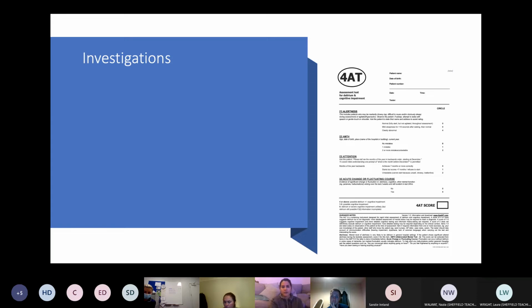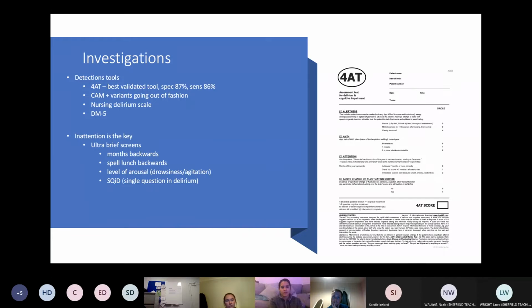So investigations wise, this is more to do with recognition as well. The 4AT is the best validated tool that they have for delirium, and you can see the specificity and sensitivity there is nearly 90 for the 4AT. And definitely in orthogeriatrics, I've seen it stuck in the notes. I think it's what we use in the trust as well for delirium screening. Other ones you might have heard of can be used, but generally the 4AT is deemed to be one of the better ones.